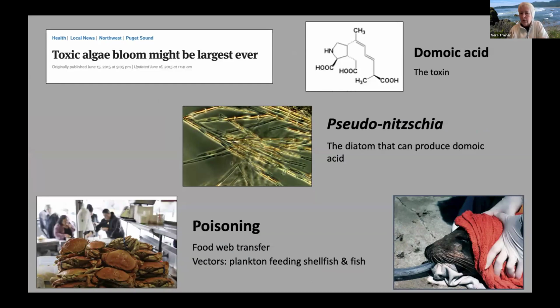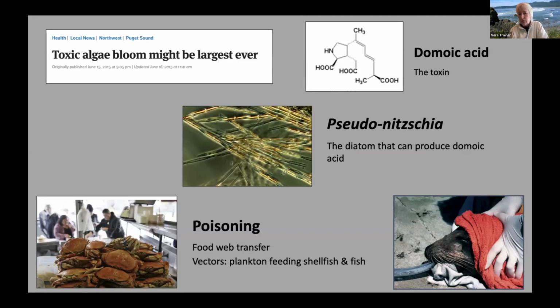The toxin itself, domoic acid, is produced by certain species of the genus Pseudo-nitzschia. Some of them are very, very intense domoic acid producers, and some produce only a little bit. But when that cell is fed upon by marine organisms, for example, Dungeness crab seen there on the left, or planktivorous fish such as sardines and anchovies, they can make their way up the food chain to poison people.